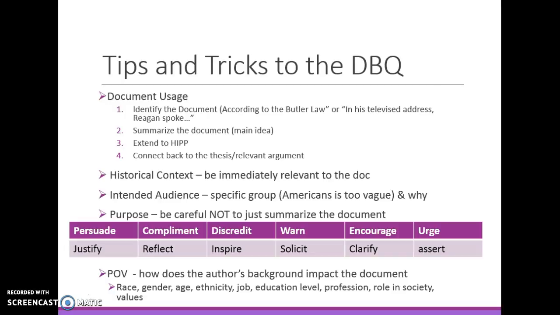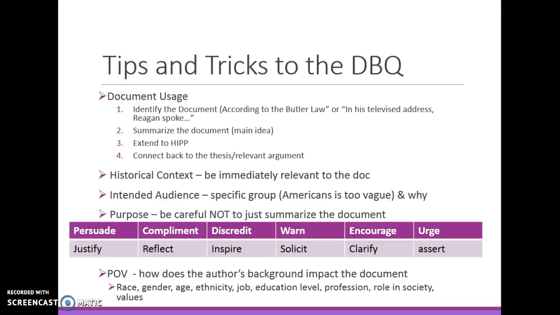When you extend to HIP for historical context, it needs to be immediately relevant to the document. For the 1920s, you can't say, oh yeah, there was lots of change coming around during this time period. That's too broad. It needs to be more specific. Try and think as closely to that document as possible.